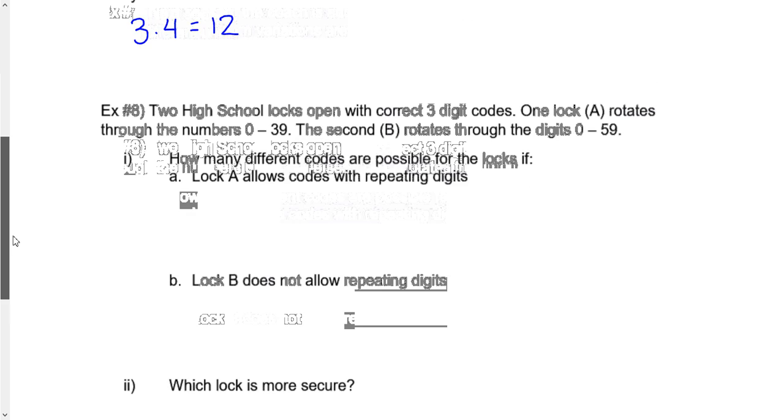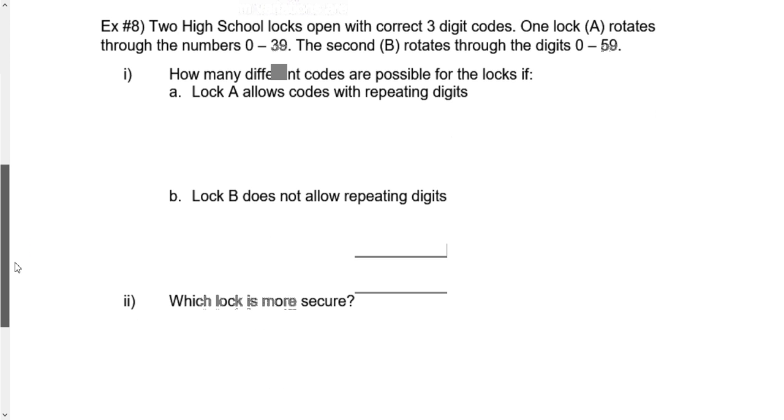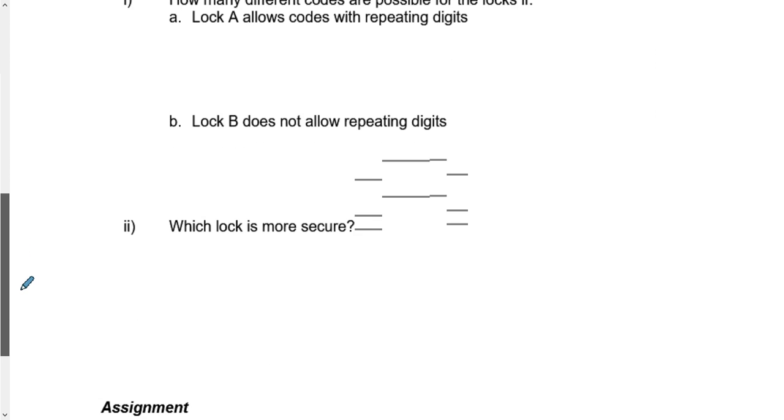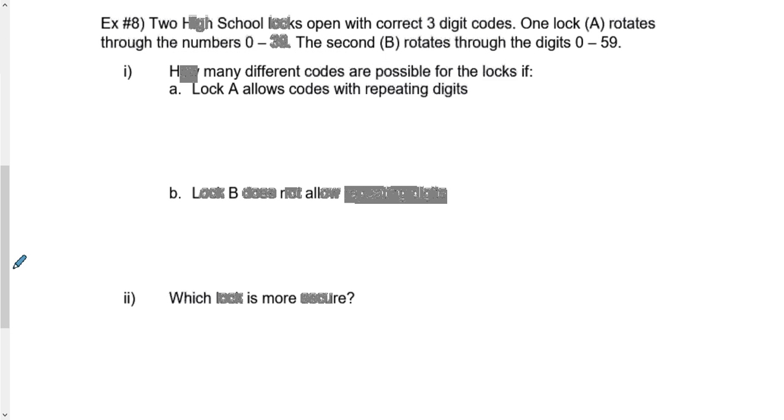Now, I do love lock questions. They are actually quite fun. First, we'll also talk about lottery, but we'll talk about lottery stuff later. 2 high school locks open with correct 3-digit codes. Now, of course, I know that you guys have a little bit of leeway. Like if your number is 37, many times you can get it to work out of 36 or 38. But we're not going to talk about it. We'll talk about if it has to be exact.